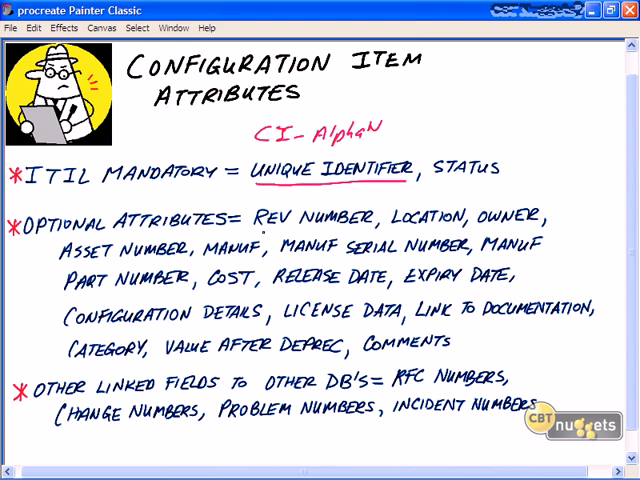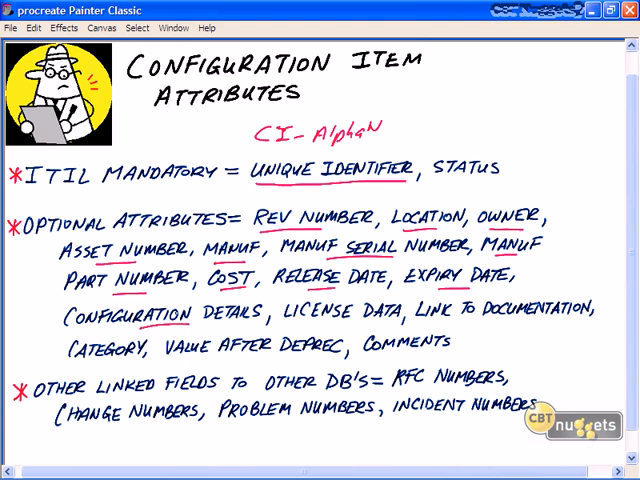Now you can see here some of the attributes might be revision numbers, which are used on software and hardware, the location, owner of the software, owner of the component, asset number, the manufacturer, which would apply to hardware, manufacturer serial number, manufacturer part number. So you can see some of these things are hardware related, some are software related, some can apply to both. Like cost, for example, could apply to both software and hardware, or even some contracted service or consulting service. Release date, expiry date, which would apply to software.